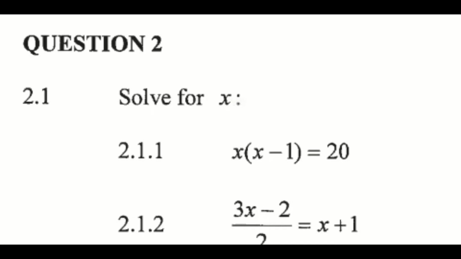Question 2 reads something like this. 2.1. Solve for x when given 2.1.1: x open bracket x minus 1 close bracket, and the entire thing is equal to 20. We have to solve for x. But before we go on solving for x, we have to ask ourselves a question. What is it that we specifically notice about this equation?